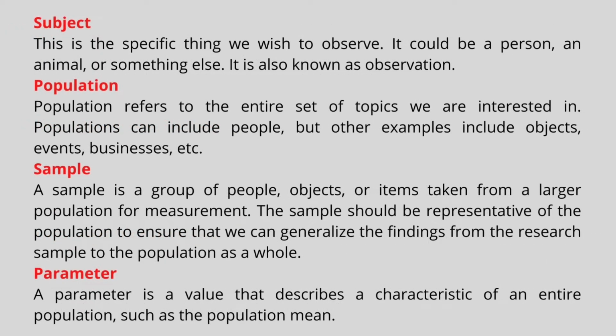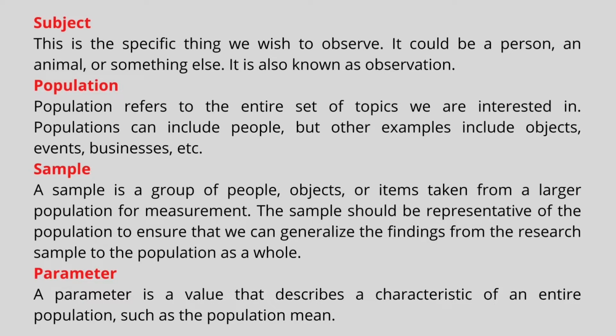Let's understand a few other basic terms used in statistics, which are subject, population, sample and parameter. Subject is the specific thing which we wish to observe or study. It could be a person, an animal or anything else. It is also known as observation. Population is the entire set of subjects that we are interested in. Population can include, for example, the female population or the adolescent population. But we cannot study the entire female population or the entire adolescent population.